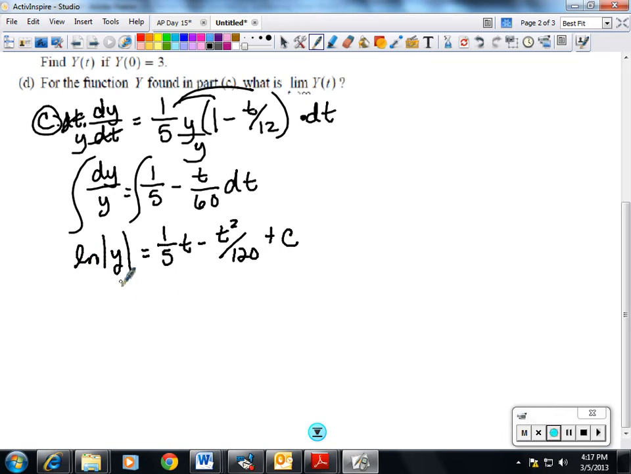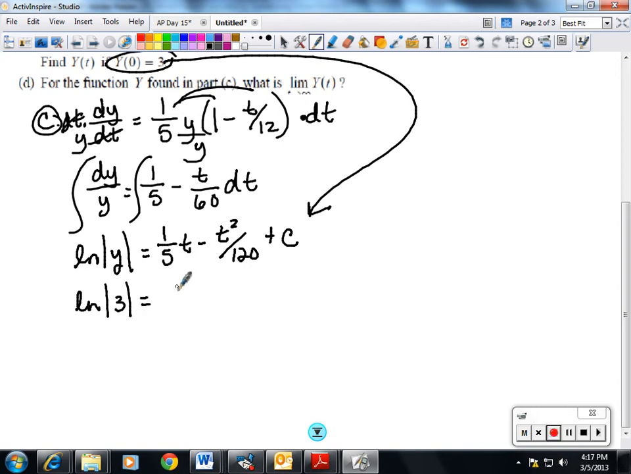Then let's go ahead and fill in and solve for C. I like finding my C first. You may not, and that's fine. The natural log of 3 equals (1/5)(0) - 0 squared over 120 plus C. C is the natural log of the absolute value of 3, which is still 3, so it's the natural log of 3. I'm going to go ahead and plug that in.